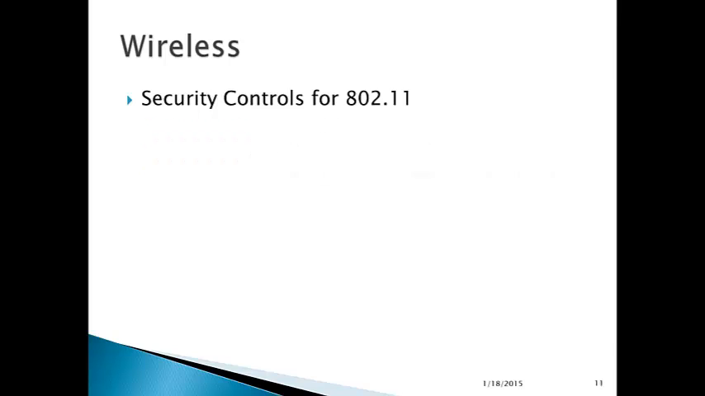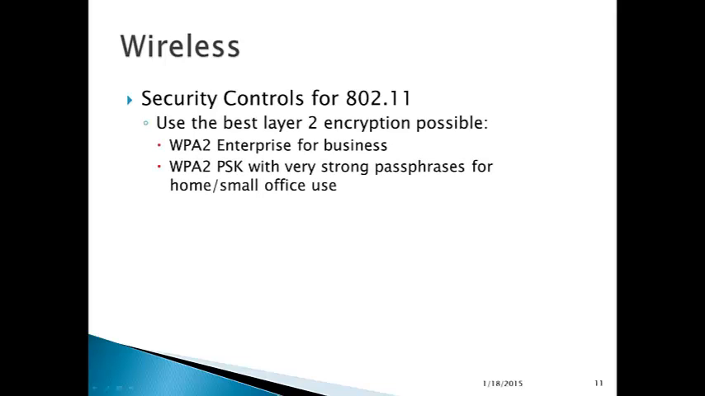Now, some security controls that exist for 802.11 that we would recommend here, and this goes a bit beyond the book. Use the best possible layer 2 encryption. Don't even think about using WEP. Use some encryption at least. Use WPA2 Enterprise for business, always. This involves linking your access point to a RADIUS server for purposes of authentication. And yes, this is kind of a pain because you have to define your users in a way that they can authenticate using RADIUS. But it's really got some tremendous advantages. You've got very strong key encryption and so forth.